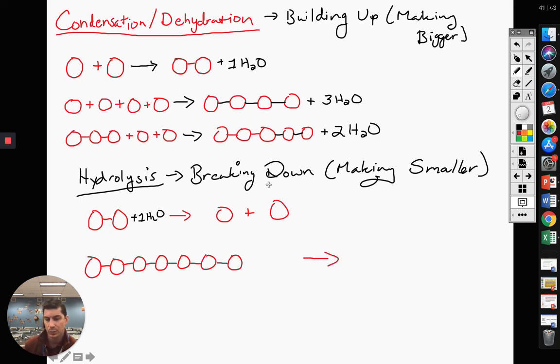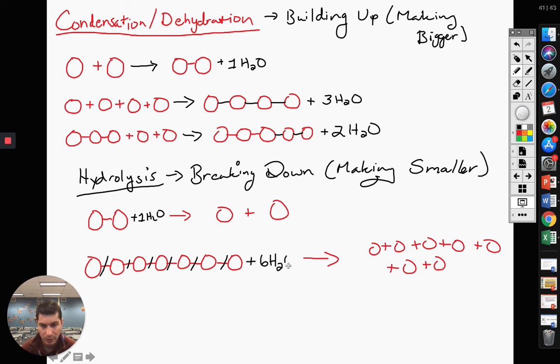Let's say we want to break this one completely apart into all of its monomers. We want all monomers out of this. 1, 2, 3, 4, 5, 6, 7. So we'd have 1, 2, 3, 4, 5, 6, and 7. Let's count how many bonds we broke. 1, 2, 3, 4, 5, 6 bonds. So we would have 6 water molecules we'd have to add to the reaction on the reactant side in order to break them all apart.